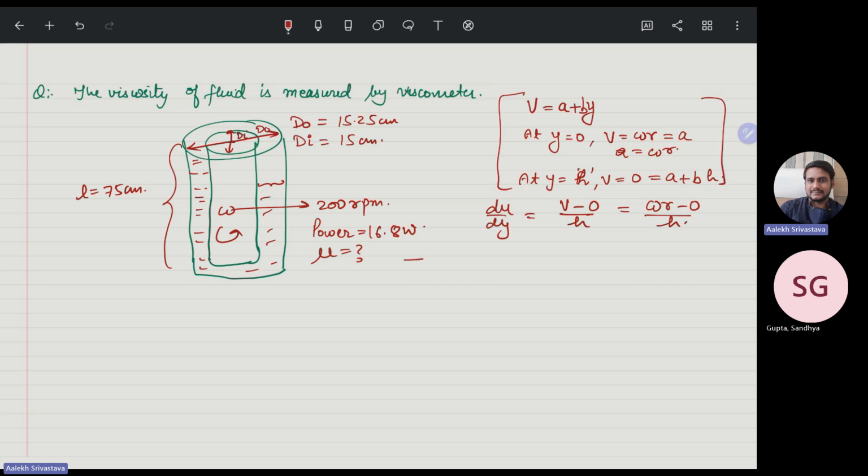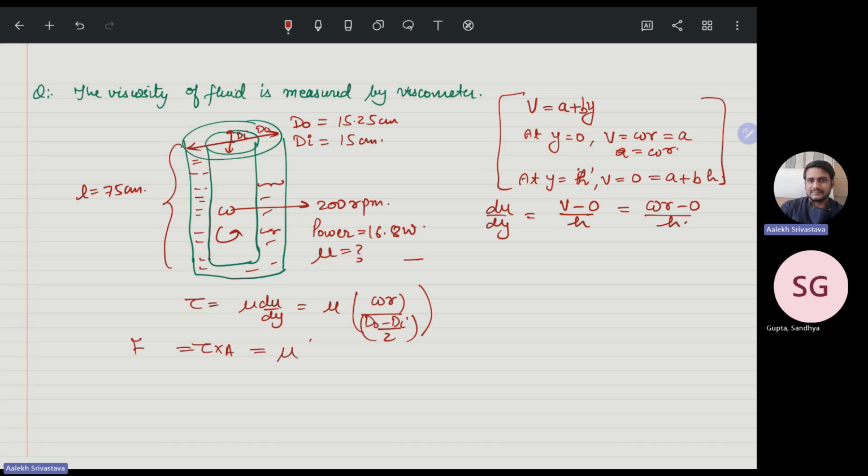Now you know that tau is equal to mu du by dy, and v is omega r by h, and h is d naught minus di by 2. This is the distance in between, d naught minus di by 2. Now, if you multiply with the area, you will get the shear force that is acting.